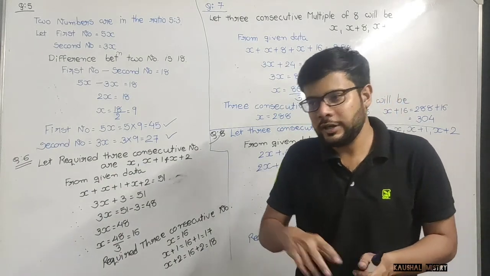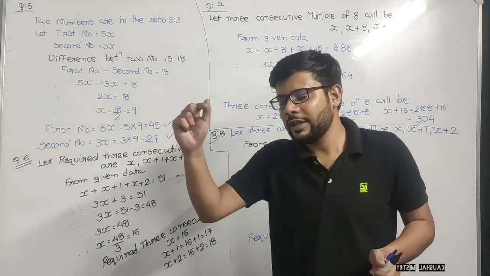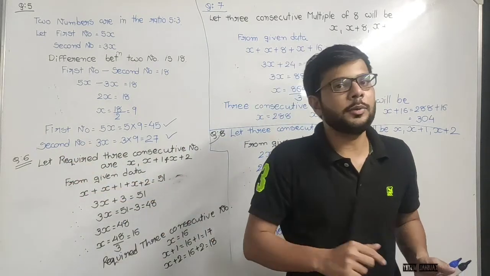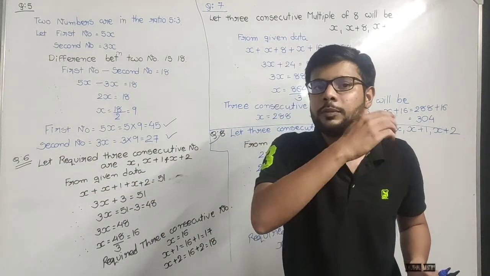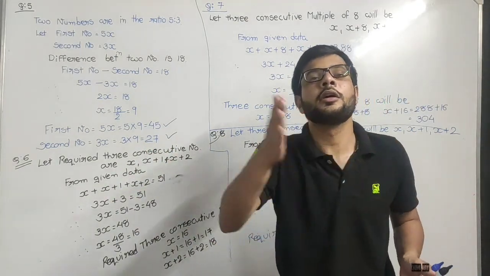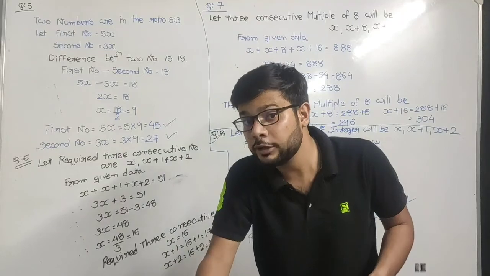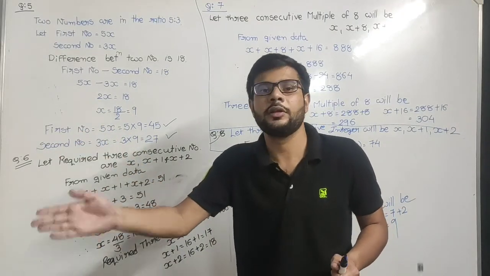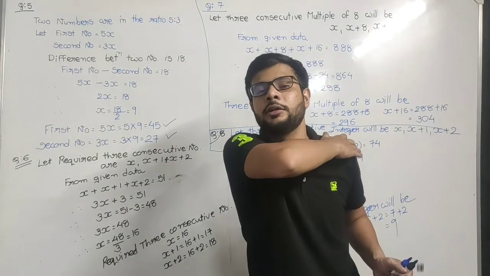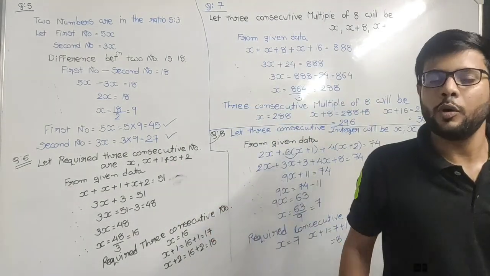So simply, if it says 3 consecutive integers, then you have to assume x, x plus 1 and x plus 2. If it is a multiple of 5, then you have to assume x, x plus 5 and x plus 10. Now if it is a multiple of 11, then you have to assume first x, second will be x plus 11 and third one will be x plus 22. Right? Hope you understand.